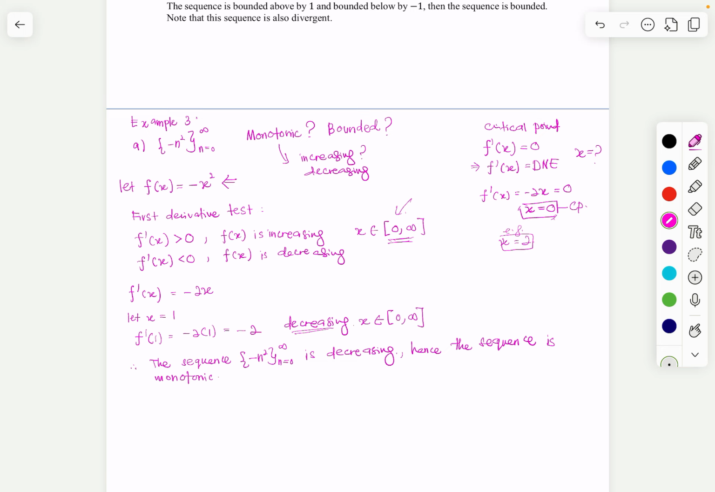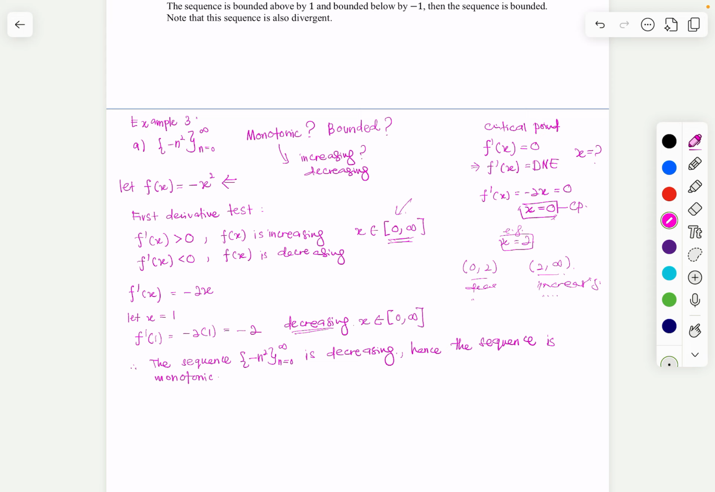So it means you need to check the first derivative on the interval from 0 to 2 and on the interval from 2 to infinity. It is not a problem if you find that the pattern is the same within these intervals. For example, if this is increasing and this is also increasing, or this is decreasing and this is also decreasing, it is still monotonic. But what if this part is decreasing, but this part is increasing? Then it is not monotonic.